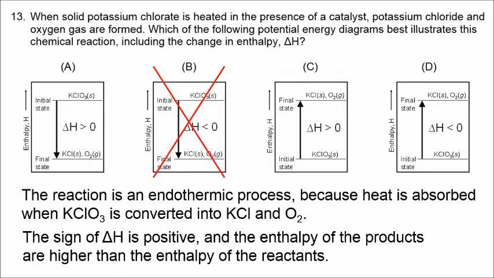So we can eliminate choices B and D because the delta H has the wrong sign. We can eliminate choice A because it should show the products at a higher enthalpy level than the reactants. So the correct answer for number 13 is C.